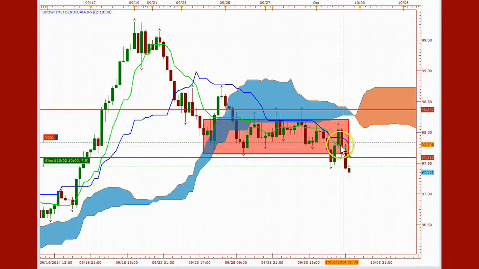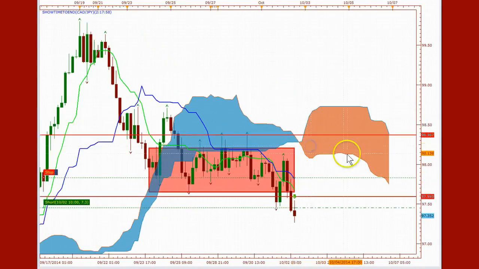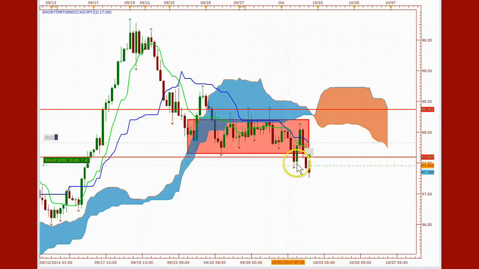You have a TK crossover that's bearish. You've got your clouds all bearish. Everything's bearish here. You're below price. Chikou span's below price. So everything is bearish. There's nothing in our way at all. This could be a very nice trade.